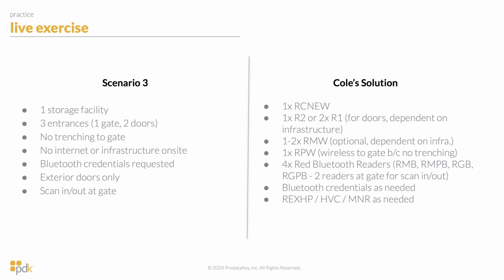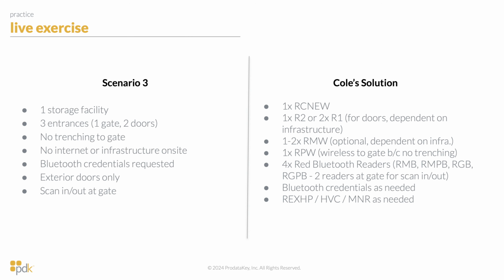Now, 1 R2 or 2 R1s. This is another thing that I didn't adjust correctly, but 1 R2, if we are going to run both of those doors off of the same controller, or we could do the RCNEW for the first one and 1 R1 for the second one. So that's a little bit of an error on my part, but it's dependent on the infrastructure, and it depends how far away the doors are from each of these. We have 1 to 2 RMWs for the R2 and R1s.